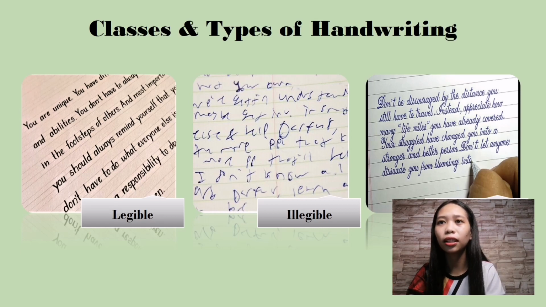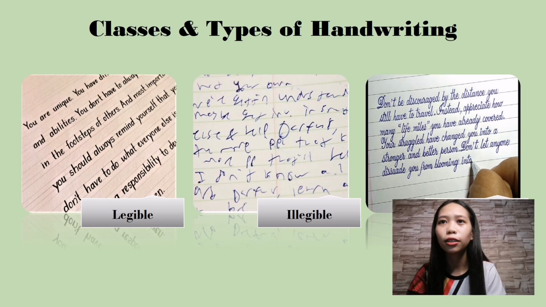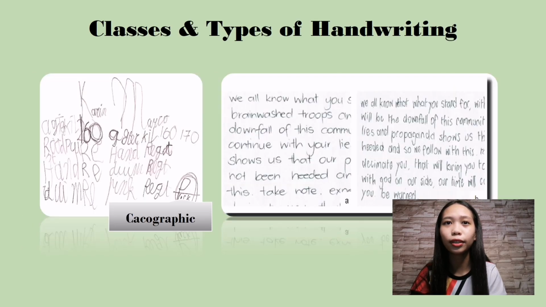Next one is the calligraphy or calligraphic writing. So it's beautiful, right? Yes, and that's the art of beautiful handwriting. Next one is cacographic. When we say cacographic, it's bad handwriting or having poor penmanship. So it's the exact opposite of calligraphy or calligraphic. And lastly, the disguised writing.